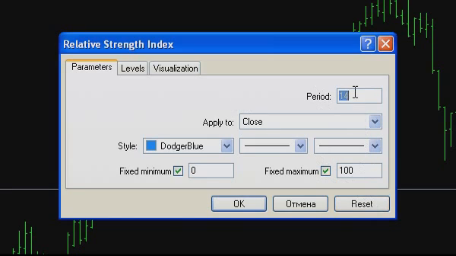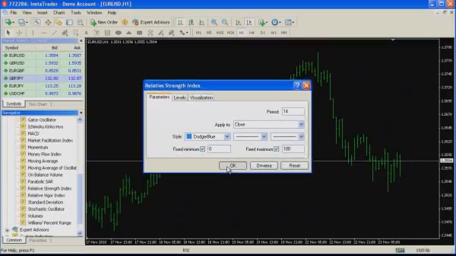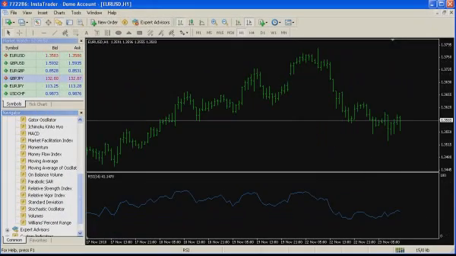The main parameter for RSI line plotting is period, that is to say the number of time periods, candlesticks or bars on the graph taken into account when calculating the oscillator's value. Wallace Wilder, developer of this oscillator, recommended using 14 as the period value. 9 and 12 are popular values as well. RSI looks like a line with values varying from 0 up to 100.